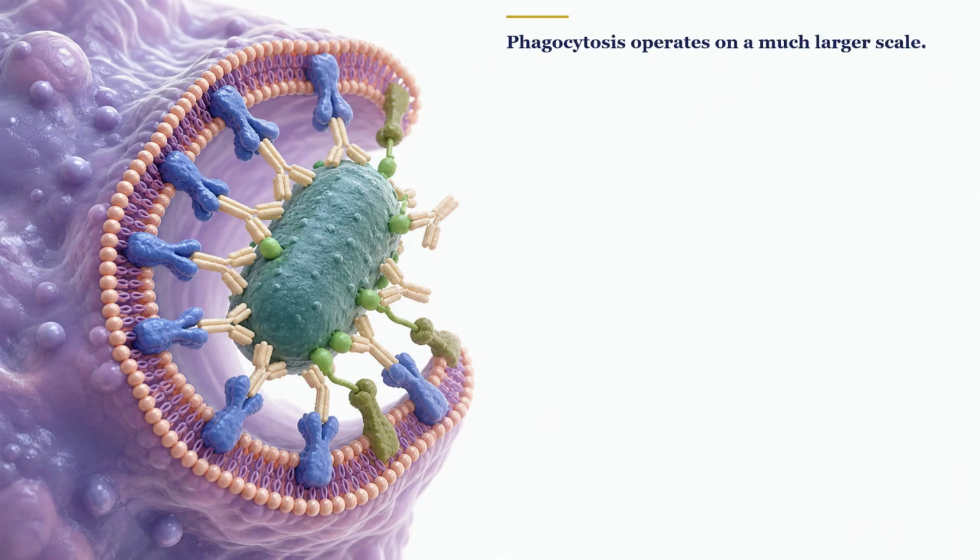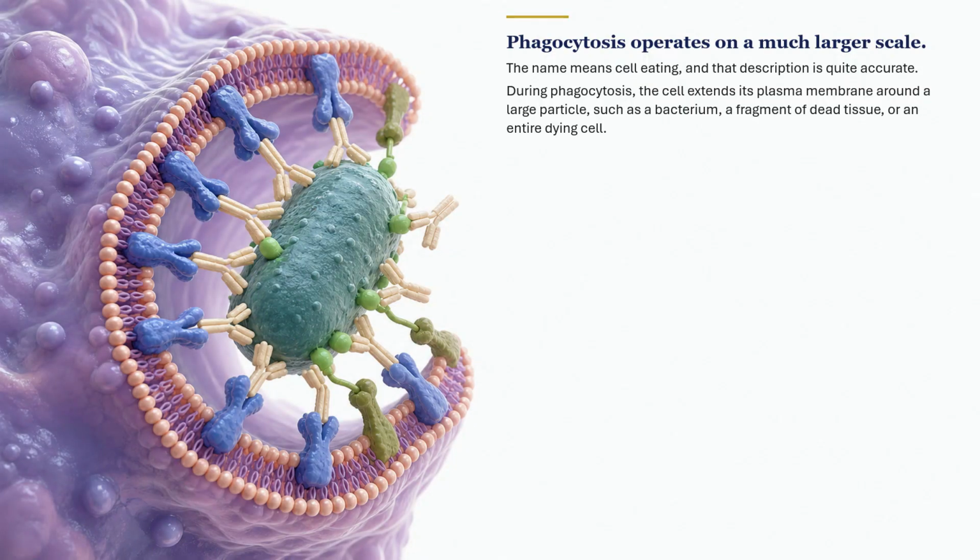Phagocytosis operates on a much larger scale. The name means cell eating, and that description is quite accurate. During phagocytosis, the cell extends its plasma membrane around a large particle, such as a bacterium, a fragment of dead tissue, or an entire dying cell. But before the cell can engulf the target, it usually has to recognize it.